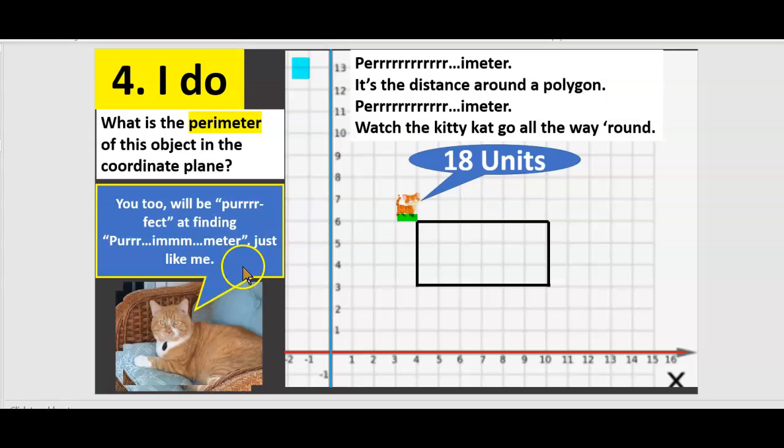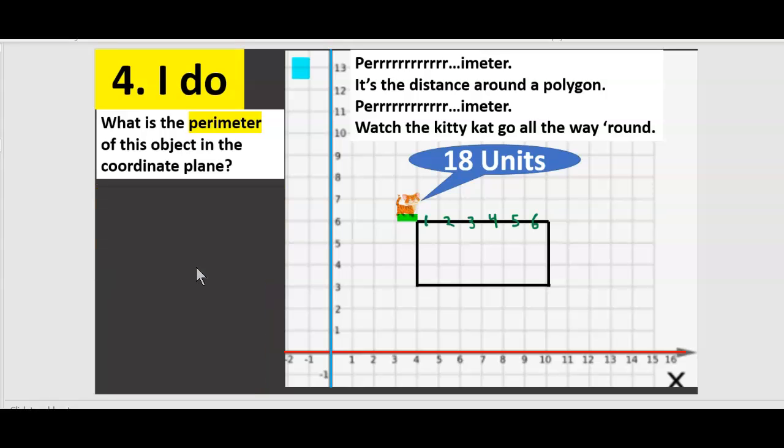18 units is the perimeter of this particular polygon. Poly meaning many, gon meaning sided: polygon, many-sided figure. So there's 6 here. 2 went around there, kitty cat, and then 2 also covered that area. That's a total of 6 and 6, right? And then 3 on this side and 3 on this side. It's a length. Perimeter's a length.